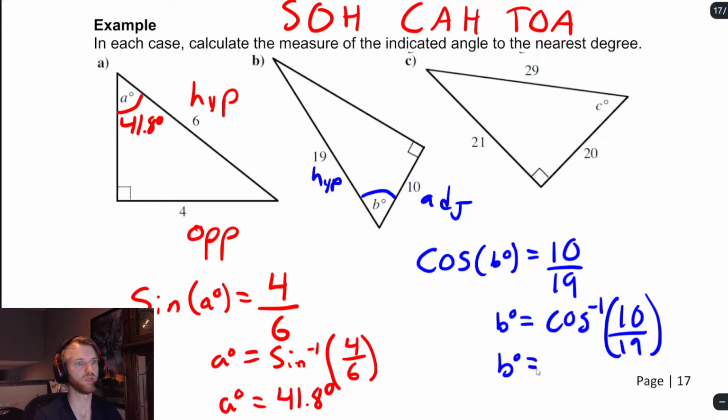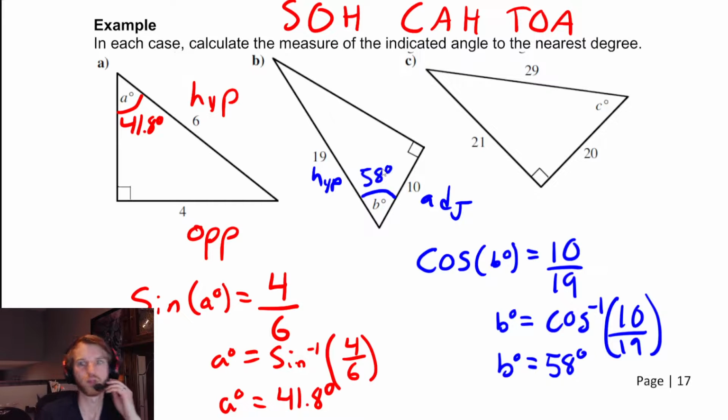which makes B cos inverse 10 divided by 19, close bracket, enter, 58.24. So I'm going to say 58.2. That's just to the nearest degree, I guess. So I'll say just 58. Okay, that one would have been 42 to the nearest degree. So 58 degrees is how big this angle is.